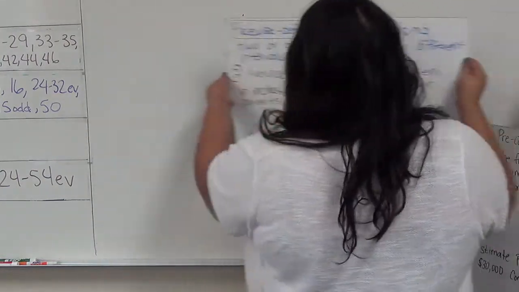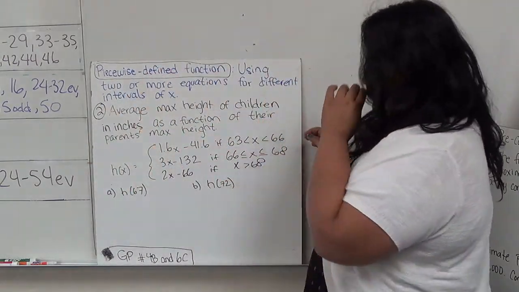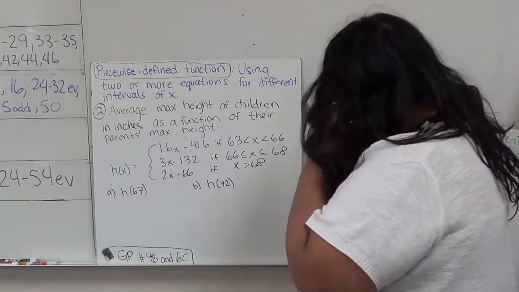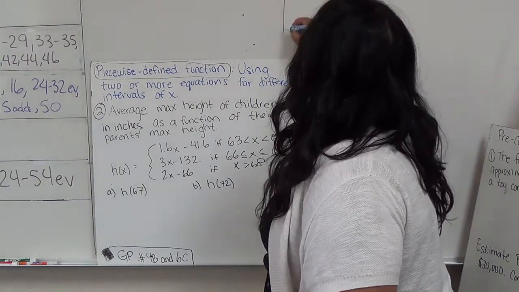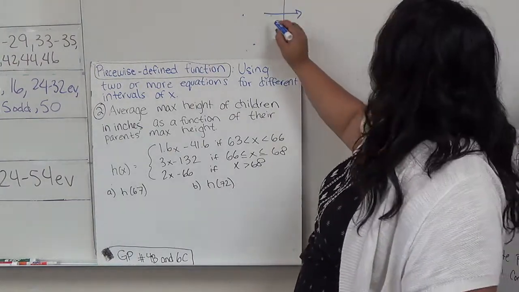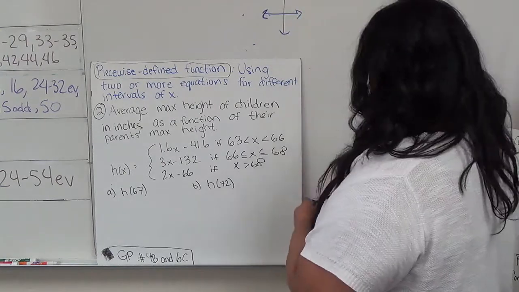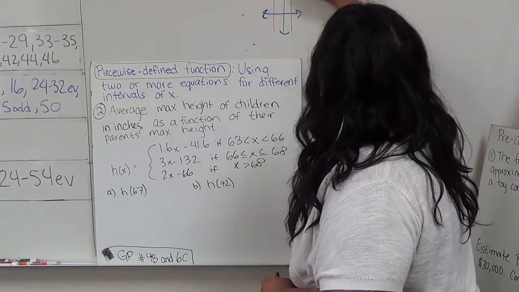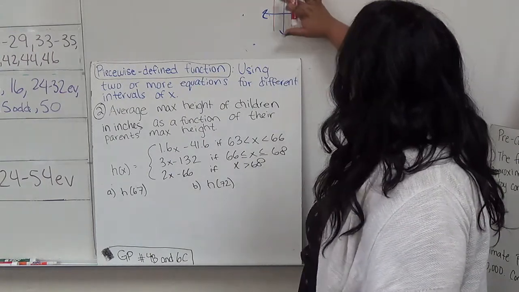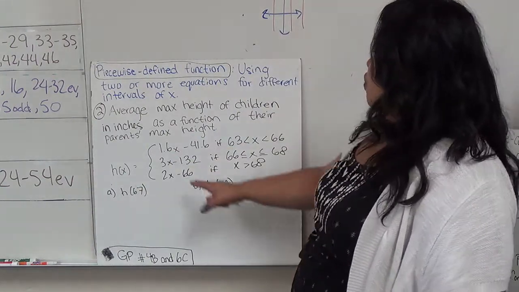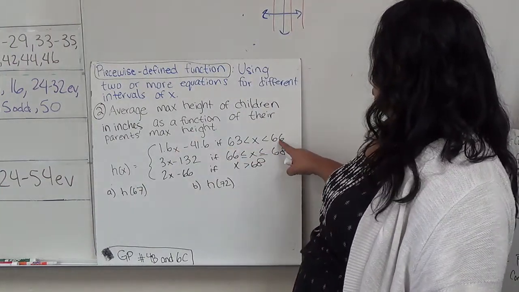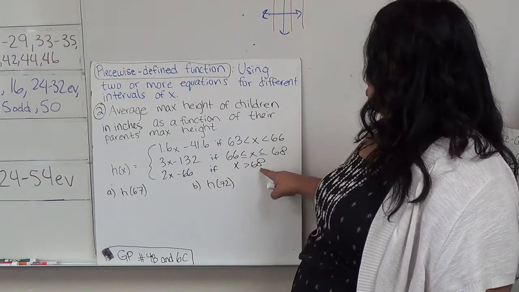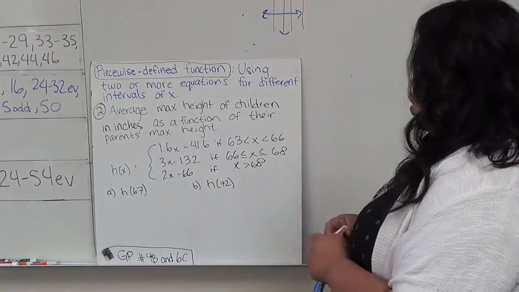Our last one deals with piecewise defined functions, and basically it's using 2 or more equations for different intervals of x. So where you are in the graph, hopefully this is on, yeah, you can see it. If your x is here, this is one equation. If your x is here, this is another equation. If your x is here, so it's having different equations depending on which x you have. So for example, between 63 and 66 on your x's, this is the equation that applies. 66 and 68, this is the equation, and then anything that's greater than 68, this is the equation.